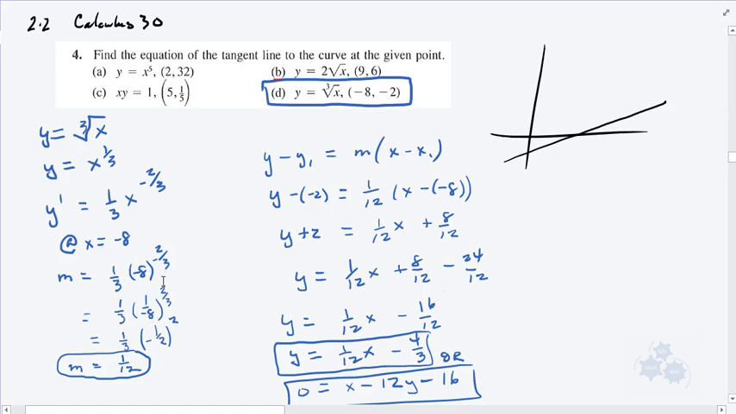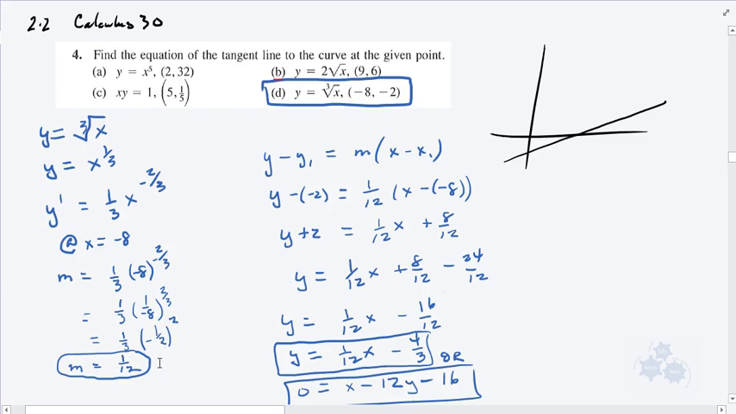Remember how to interpret these fractional exponents. The 3 is a cube root, right? This 3 here in the denominator of the exponent is the cube root, and the 2 is the squared part. So the cube root of negative 8 is negative 2. You square that and you get 4, and 1 over 4 times 1/3 is 1/12.